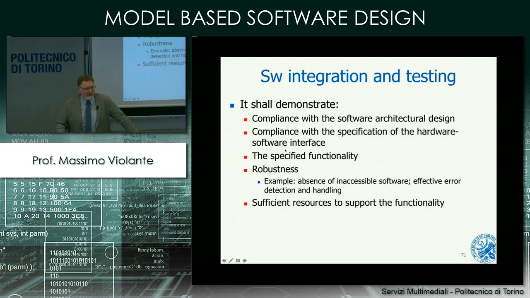Here the goals are the same as before. So you have to verify whether you are compliant with the architecture that you specified, with the hardware software interface, with the specified functionalities, the robustness. So you have to check the absence of inaccessible software. Think about the case that we have seen in the first or the second lecture about the Ariane failure. Are all the functions in our code invoked? If not, why? Is this because we haven't specified a good test, or is this because that function is not accessible with an exhaustive test case? And if so, why do we specify that function? Why do we place that function in our code? And then you have to check whether you have enough resources for running the integrated software.